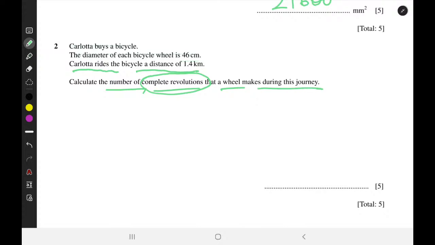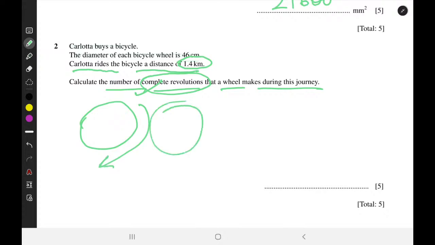What is important here for us is that first we have to determine the amount of times the wheel has moved, and completely. If we get the answer in decimals, we're going to round down. So 1.4 kilometer here is basically the amount of circumference, the amount of times the tire has moved. The more the tire moves, the more distance it's going to create.